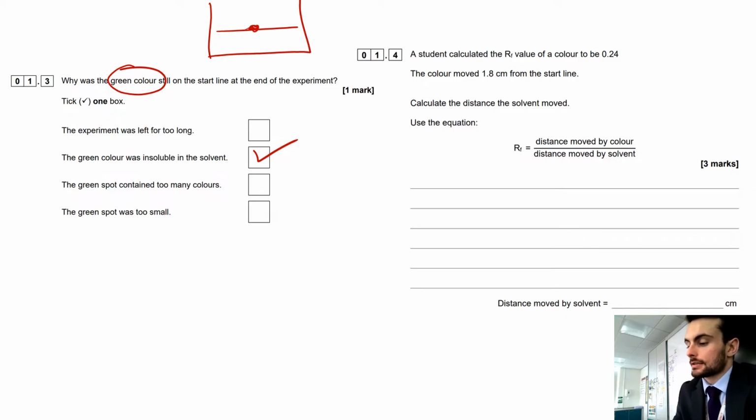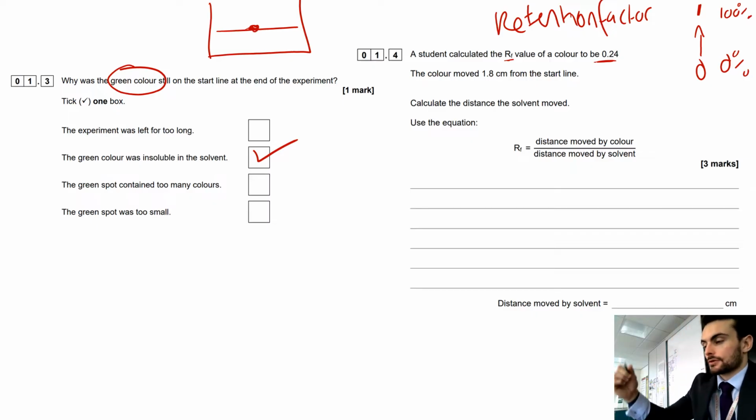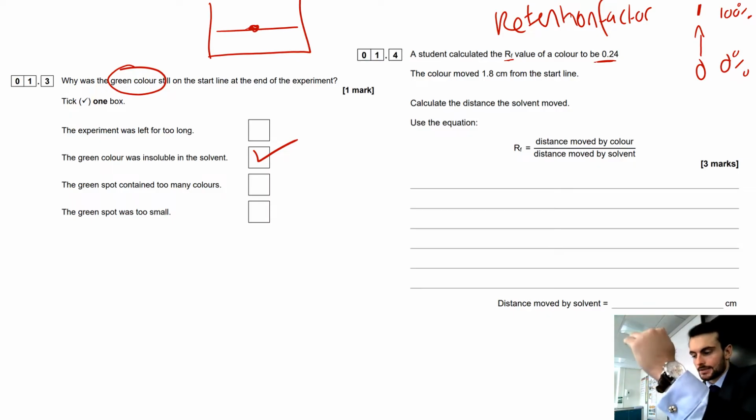A student calculated the RF value of the colour to be 0.24. So the RF value, if you remember, is retention factor. Just means how soluble is it. So it goes from a range of nothing, not soluble at all, the way up to a maximum of 1. It's basically a percentage, right? The way I think of it, you're always working out a percentage of how far the solvent travelled. What percentage did the solute travel, the thing that was dissolving? Because obviously if it went the same distance as the solvent, that would be 100% travelled all the way. That would be a retention factor of 1.